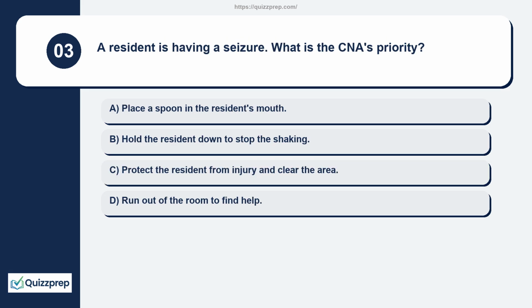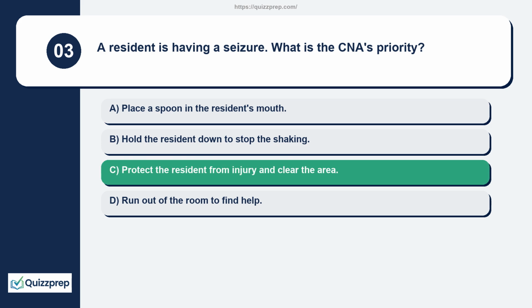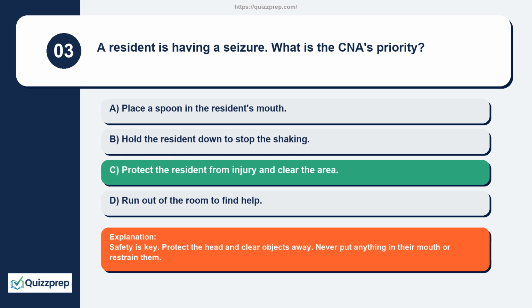Question 3. A resident is having a seizure. What is the CNA's priority? Place a spoon in the resident's mouth. Hold the resident down to stop the shaking. Protect the resident from injury and clear the area. Run out of the room to find help. Safety is key. Protect the head and clear objects away. Never put anything in their mouth or restrain them.